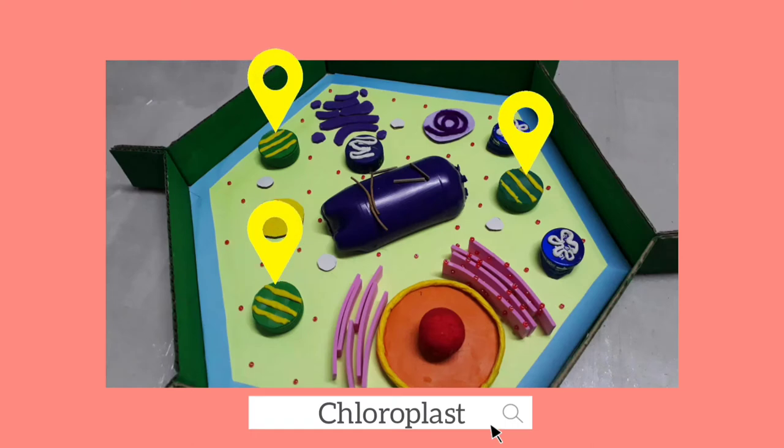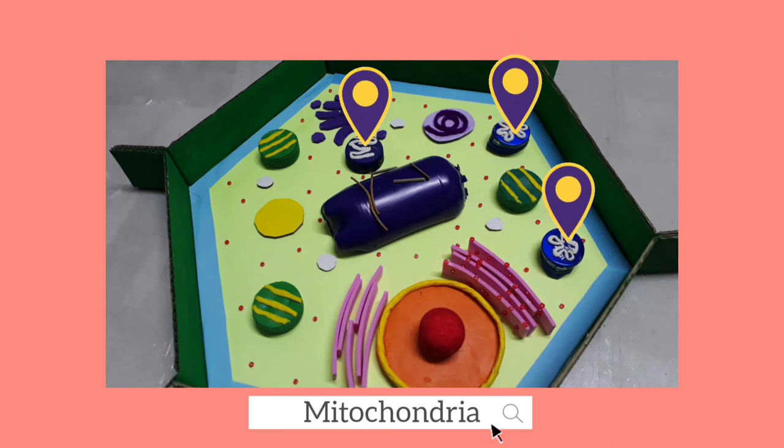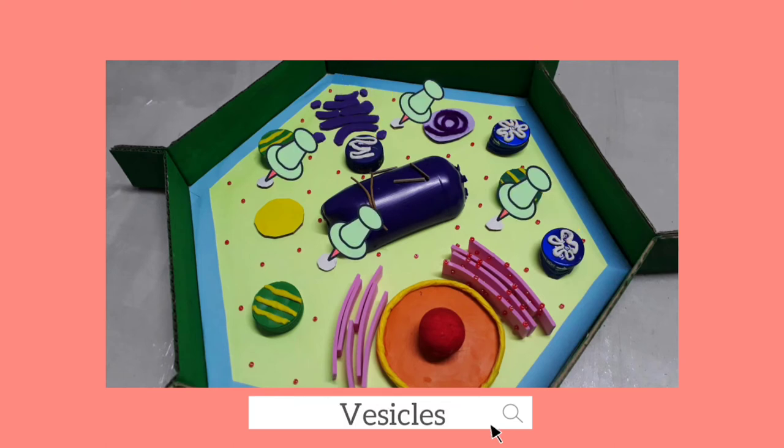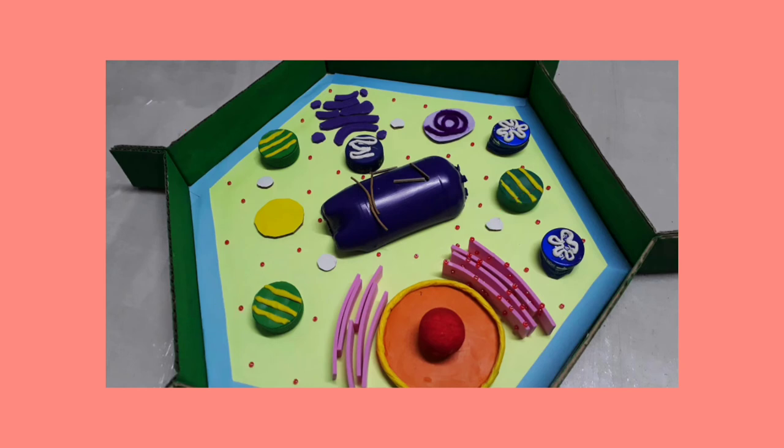Chloroplast. It is the site of photosynthesis in plants to prepare food for the plant with the use of energy. Mitochondria. They provide energy by breaking down carbohydrates and sugar molecules. They are also referred to as the powerhouse of the cell. Vesicles. They are involved in metabolism, transport, and enzyme storage. Ribosomes. They are the sites of protein synthesis for the survival of the cell.